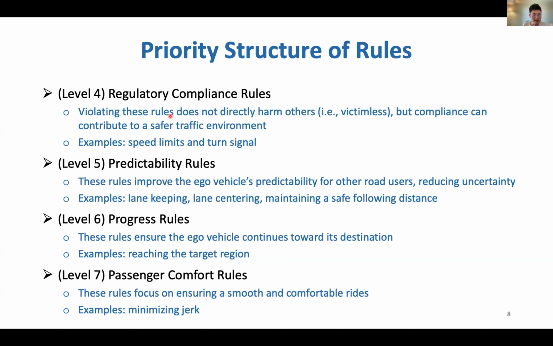And then we have regularity compliance rules such as speed limits and turn signals, and some other predictability rules such as lane keeping, lane centering, maintaining a safe following distance. And we also have progress rules and passenger comfort rules. Note that this priority structure is just a reference structure for users of this benchmark, but users can still modify this reference structure or use their own priority structure during evaluation.